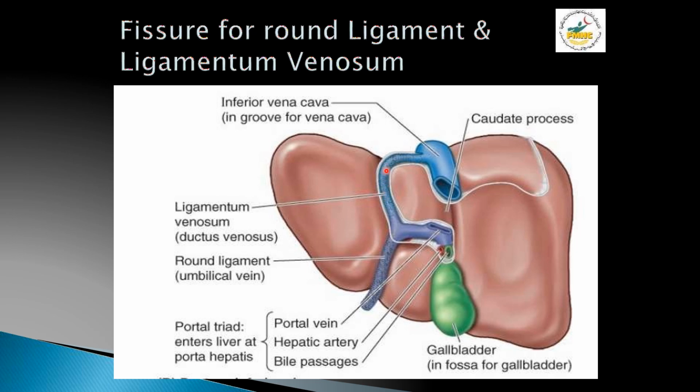In the left sagittal fissure, or the umbilical fissure, you can see two ligaments. Here is the ligamentum venosum, and here the round ligament, or umbilical vein. And here you can see the right sagittal fissure, where in the upper part you can see the inferior vena cava, and here you can see the gallbladder.